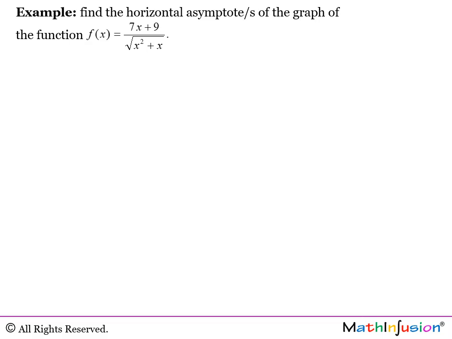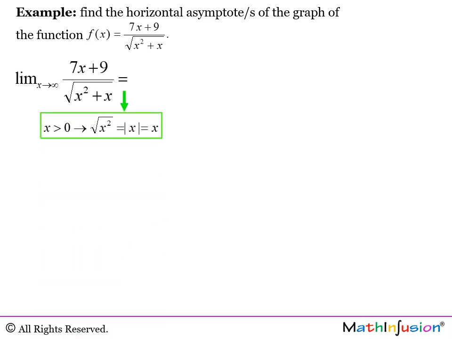Example: find the horizontal asymptote or asymptotes of the graph of the function f(x) equals 7x plus 9 over the square root of x to the power of 2 plus x. To find horizontal asymptote or asymptotes, we need to take the two limits of the function, one to infinity and one to negative infinity. Let's start with the easier one. Here we don't have a lot of complications because x is positive. In the radical, we are going to divide everything by x to the power of 2, and outside the radical, we are going to divide everything by x.